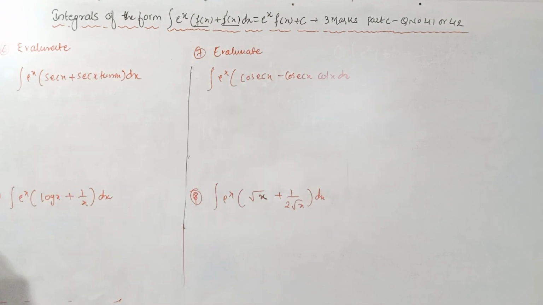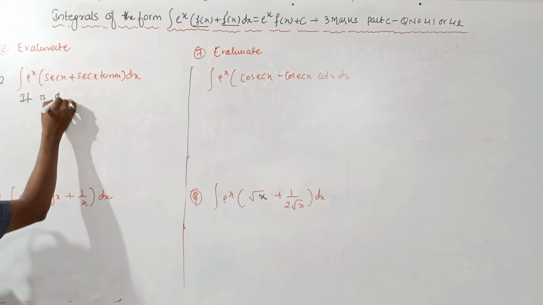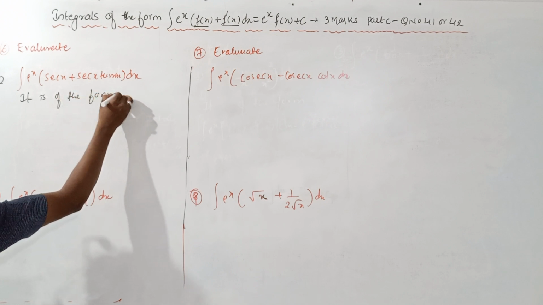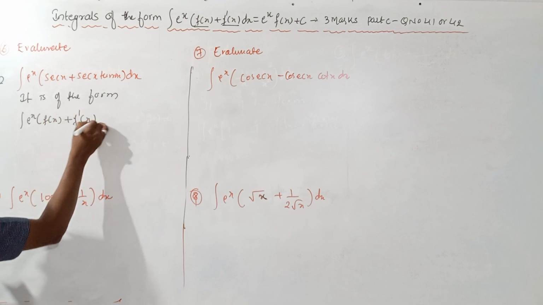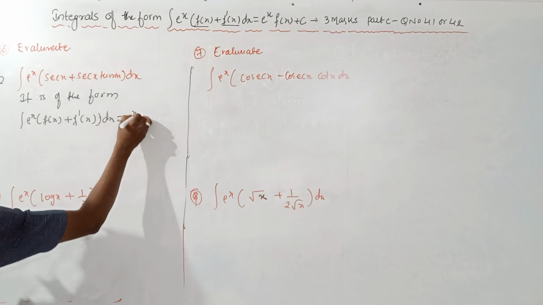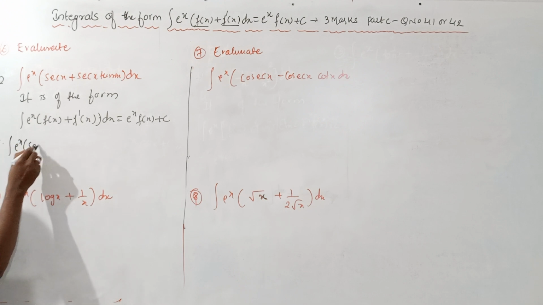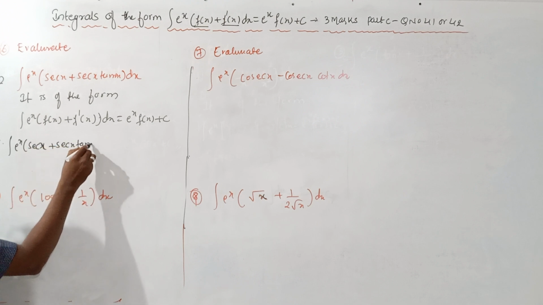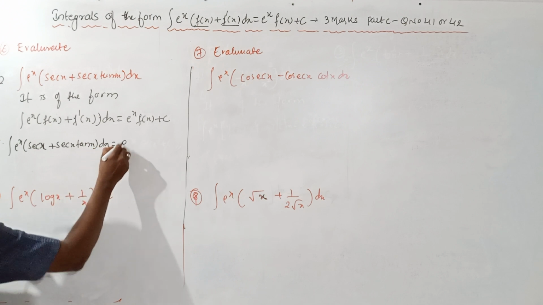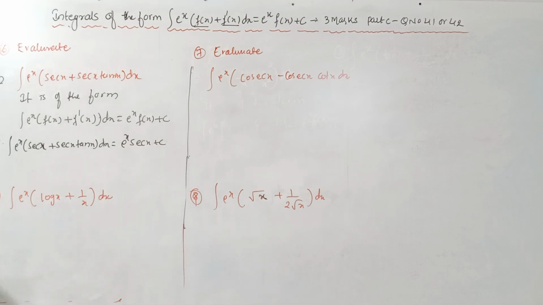See here, this one is a direct solution of this problem. It is of the form integration of e raised to x [f of x plus f dash x] dx is equal to e raised to x f of x plus c. Next, therefore integration of e raised to x [sec x plus sec x into tan x] dx is equal to e raised to x sec x plus c. Problem is over.